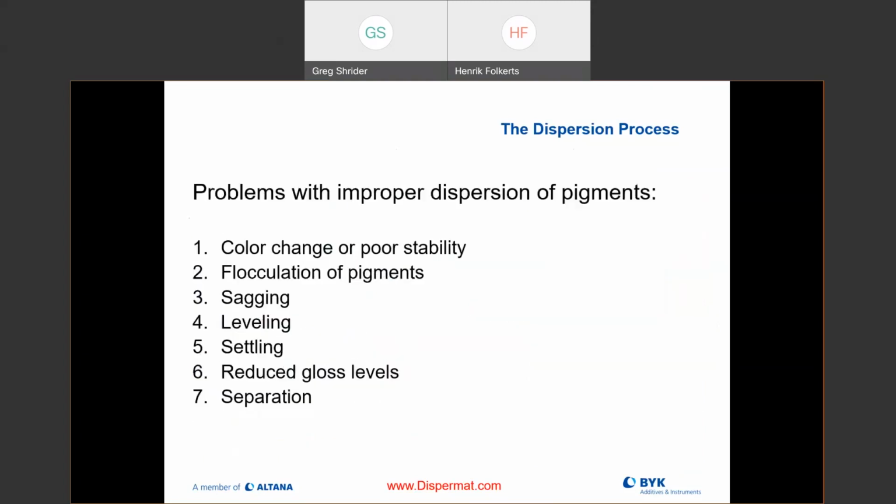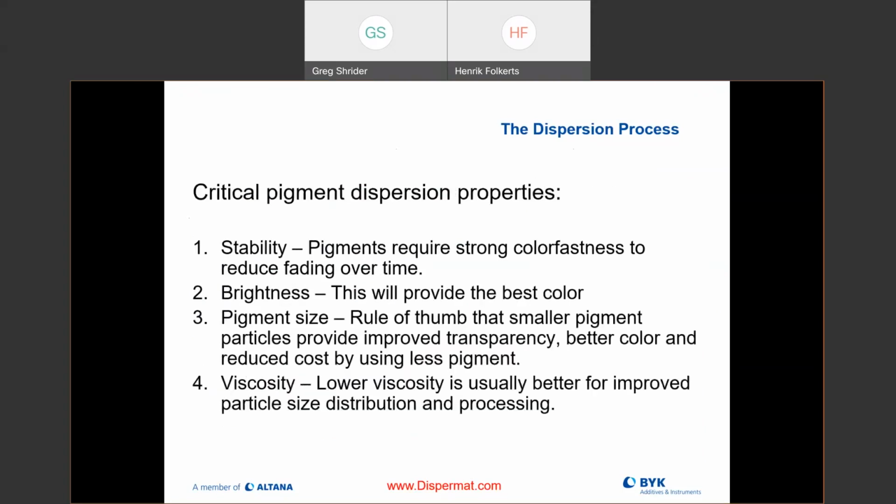Okay? So some of the problems that occur if we don't do it right: we have poor color or color stability, or even color shifts are possible, and flocculation of our pigments. A lot of people are familiar with that. Sagging, leveling, settling, gloss is not as nice if we do an improper dispersion milling job, and obviously the separation as well.